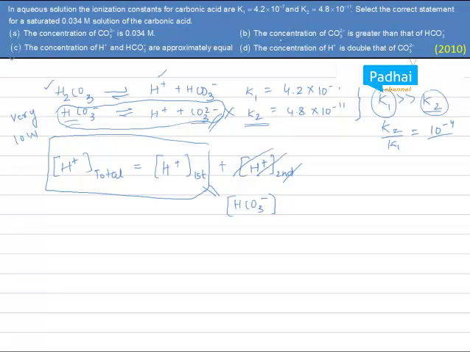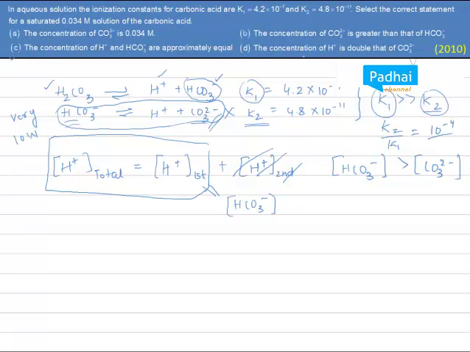Now if we talk about B, the concentration of CO3 2 minus is greater than that of HCO3 minus. Now this is also wrong because HCO3 minus comes from the first equation, for which K1 is higher. That means the concentration of HCO3 minus definitely will be more than the concentration of CO3 2 minus, right? That means option B is also wrong.